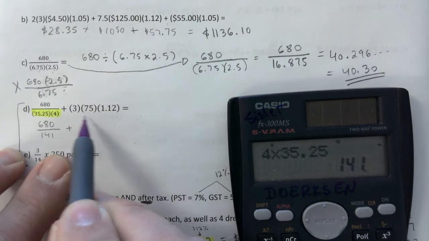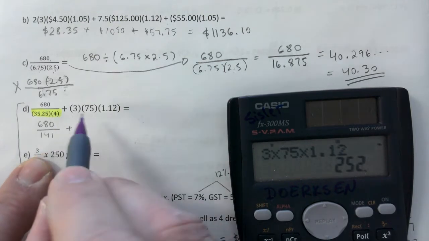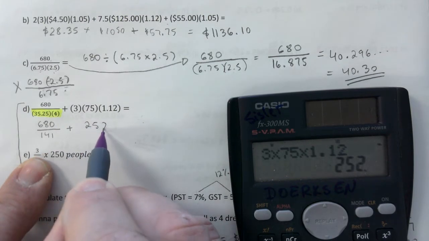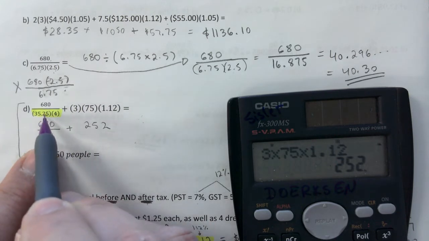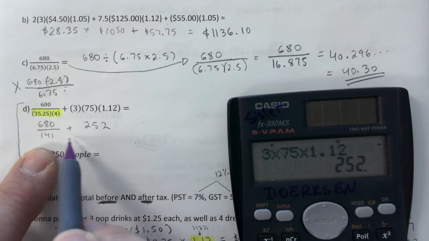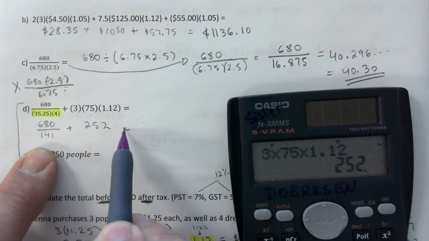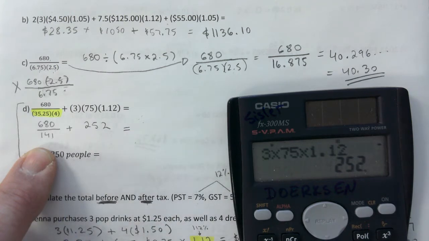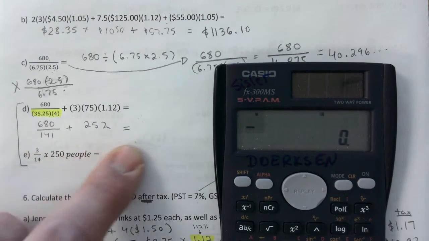Right, I'm going to do that, and that's 141. Plus this, I can also do on my calculator, right? I'm going to go 3 times 75 times 1.12, and that is 252. Okay, so you've worked with this. You first figured out the denominator here. You cleaned this up quite a bit, and now if you know how to use your calculator well, you could actually do this without writing anything else down.